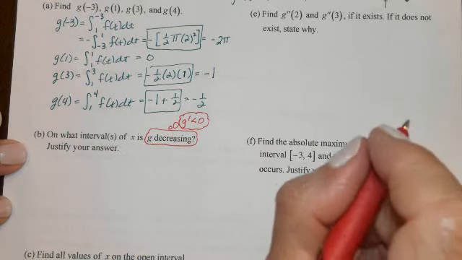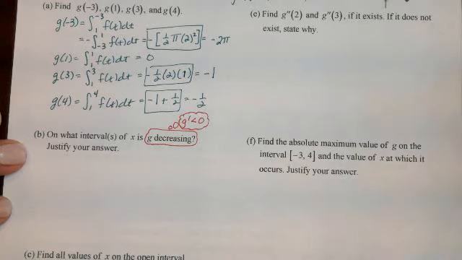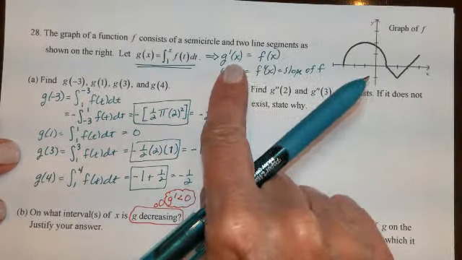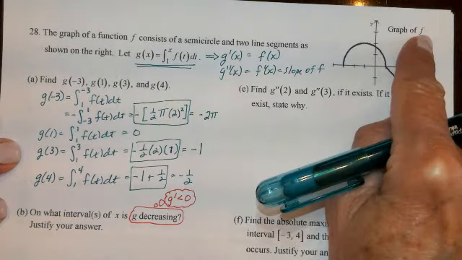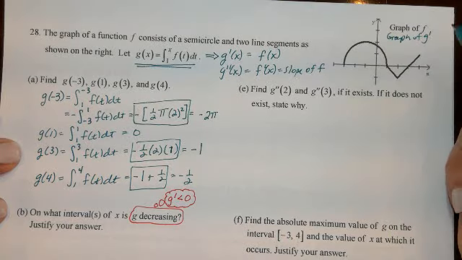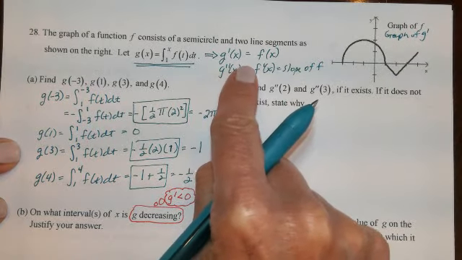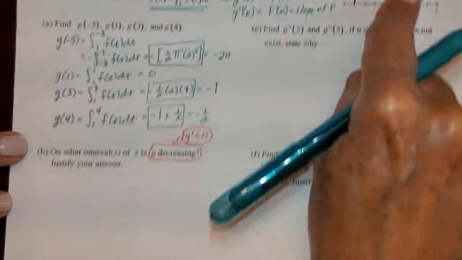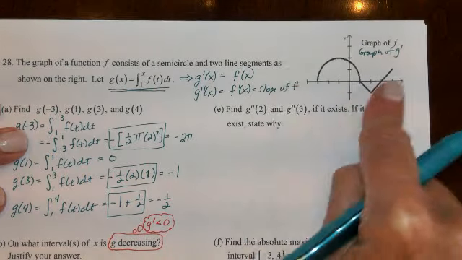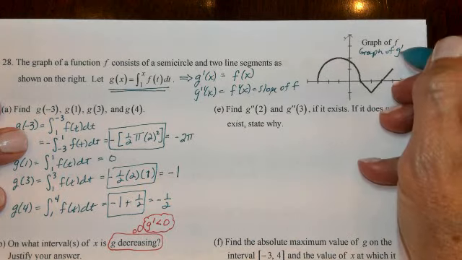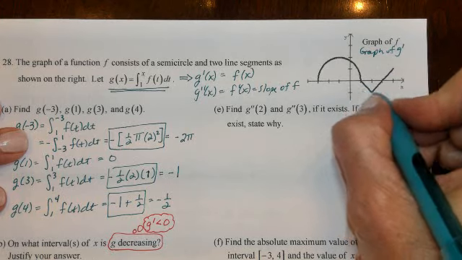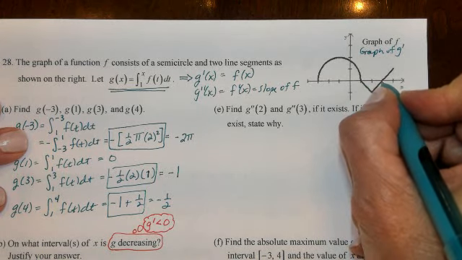Right? For G to be decreasing, G prime must be negative. So it's time to pull up G prime. G prime, we already said, was f of X. So this graph of f is also the graph of G prime because they are equal. So here's G prime, and I want for G prime to be negative. Where is G prime negative? G prime is negative where G prime is below the x-axis, right? Below the x-axis is between 1 and 3.